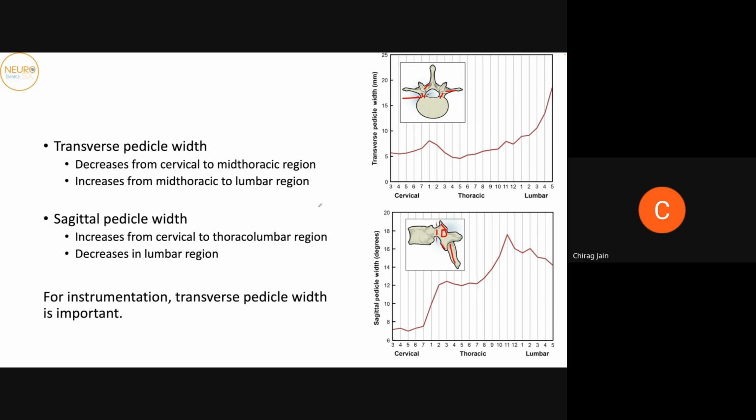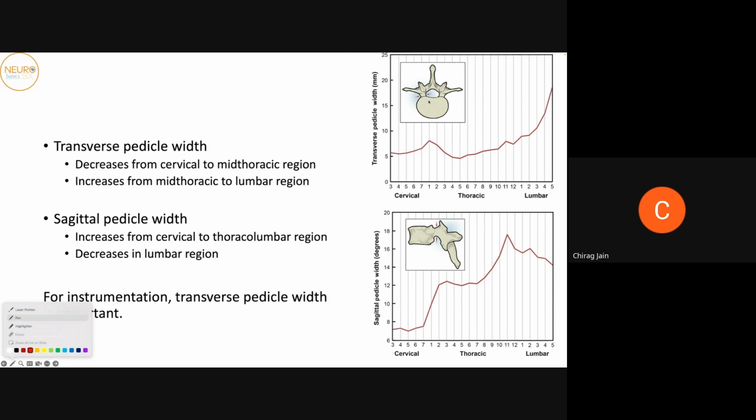Now, one of the most important things we have to understand about instrumentation is that most of the screws these days, particularly dorsal spine and lumbar spine, are put through the pedicle. We're putting transpedicular screws. And the most important concept we have to understand to be able to put these transpedicular screws is what is the width of the pedicle. There are two pedicle widths. There's a transverse pedicle width and there's a sagittal pedicle width.